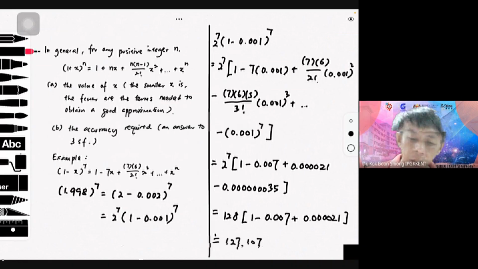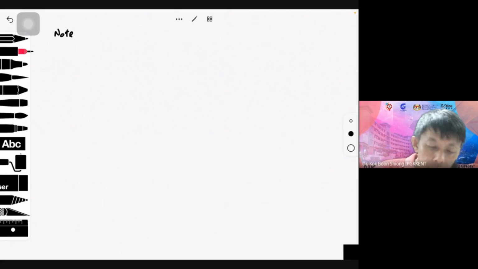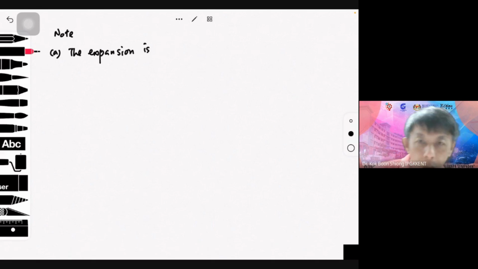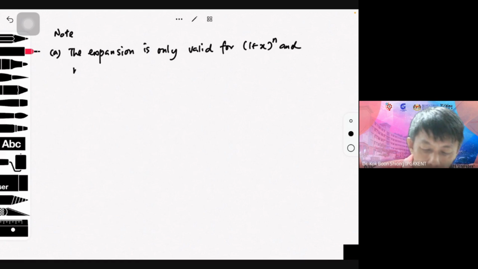So we have a few conditions here. Please take note. The first one, the expansion is only valid for 1 plus x to the power n, and not for a plus x to the power of n.